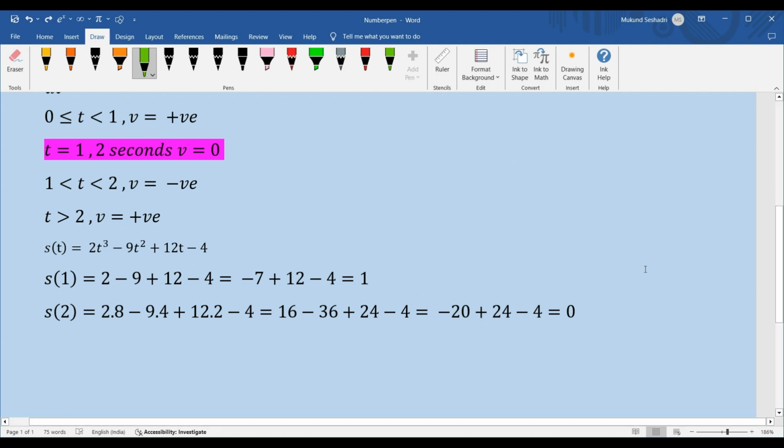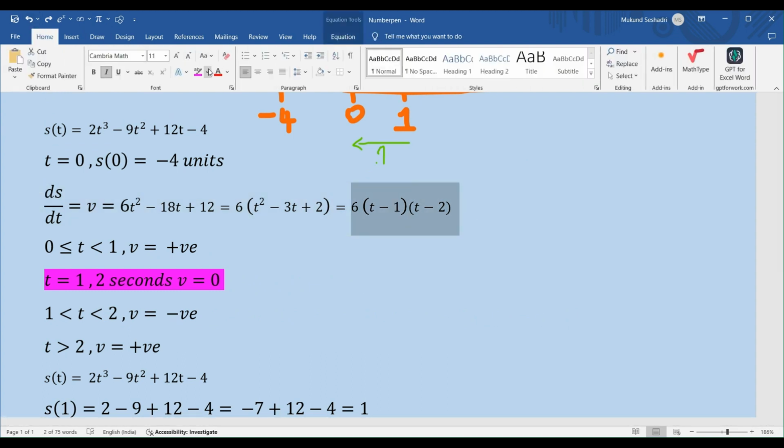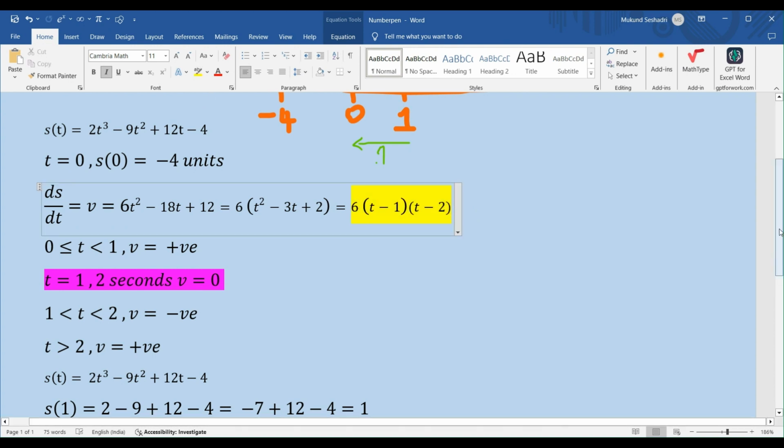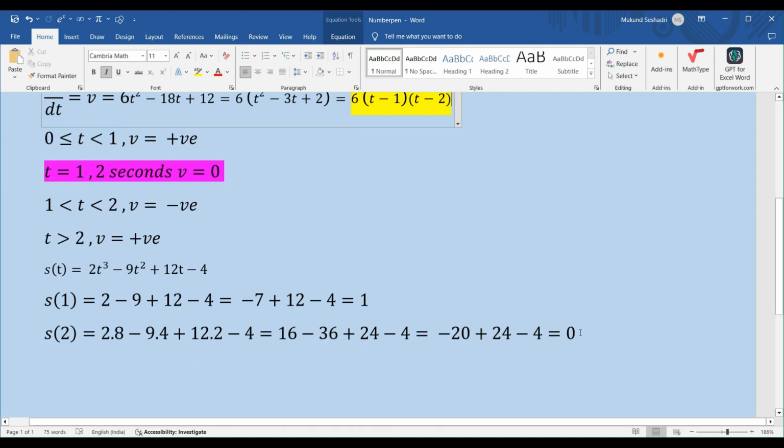Now, do I really have to worry about it at t greater than 2? The answer is no. Why? Because for t greater than 2, the velocity is always positive, right? As given by the equation 6 times (t minus 1) times (t minus 2), right? I'm referring to this particular equation, which we arrived at through differentiation, and let me highlight it in yellow color. So this is always going to be positive when your t is greater than 2. So I really do not have to worry.